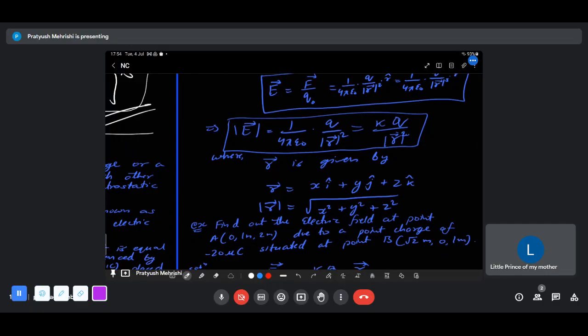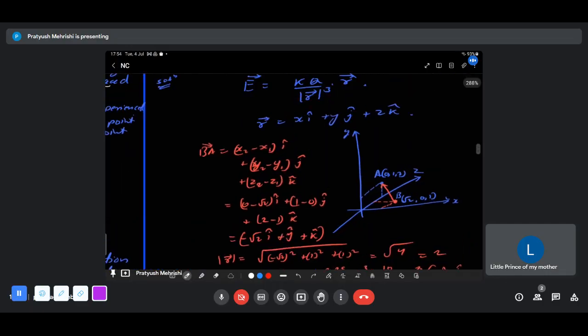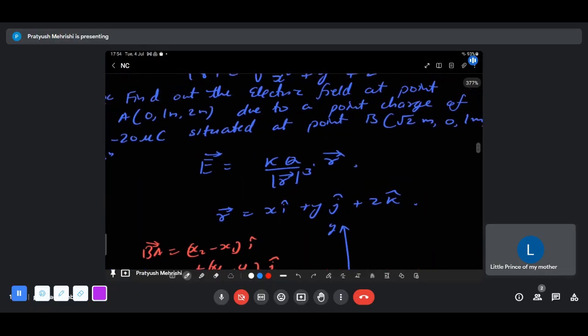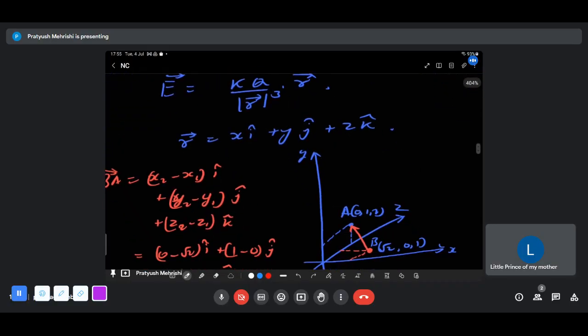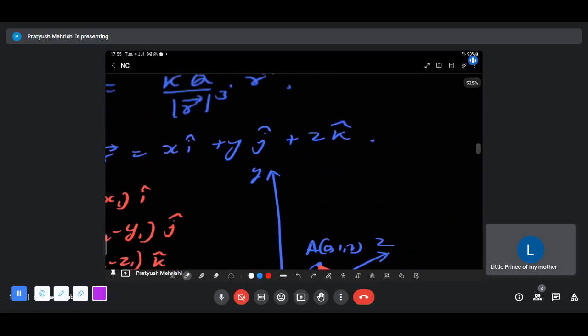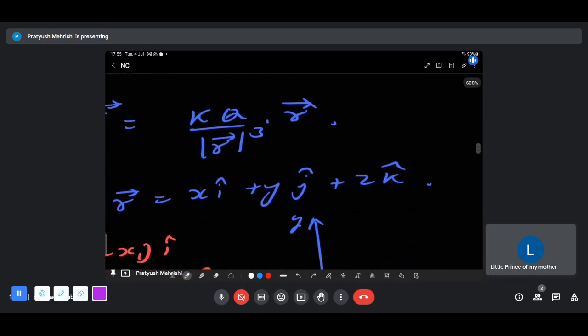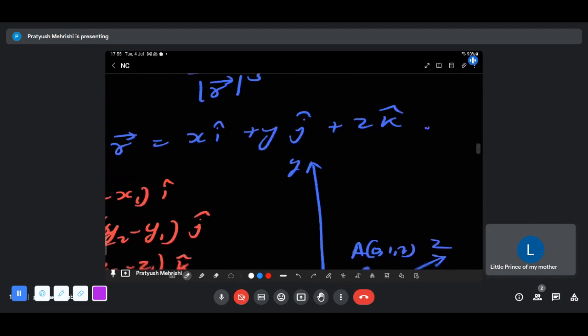See now, this is the solution. We know that electric field is kq upon r cube into r vector. This is the formula for electric field in vector form. We know that already. Now how to get this r vector? For this r vector, we will write just the coordinates of the point: x i cap, y j cap, and z k cap.